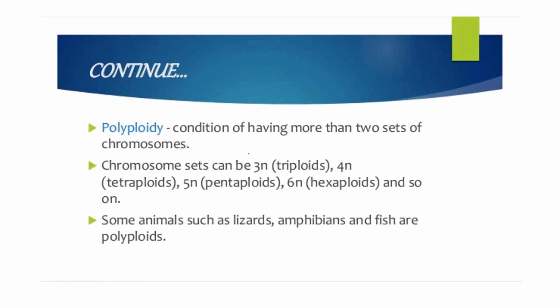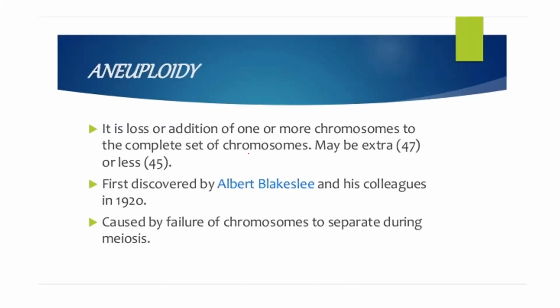Now polyploidy is the condition of having more than two sets of chromosomes, like 3n, 4n, 5n, 6n. 3n means triploid, 4n tetraploid, 5n pentaploid, 6n hexaploid, and so on. Some animals such as lizards, amphibians, and fish are polyploid in nature.